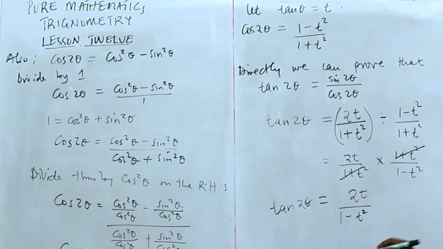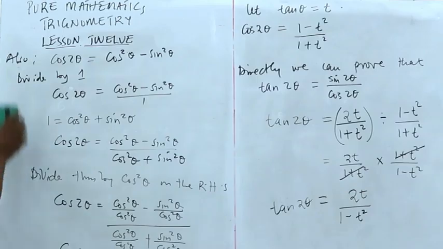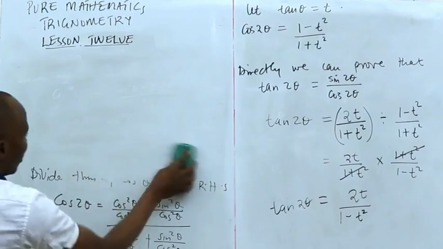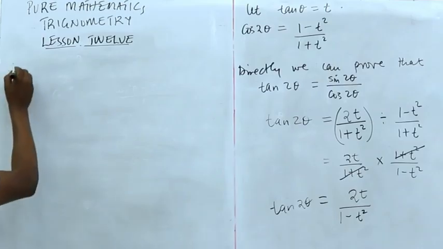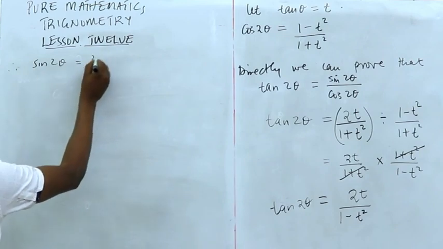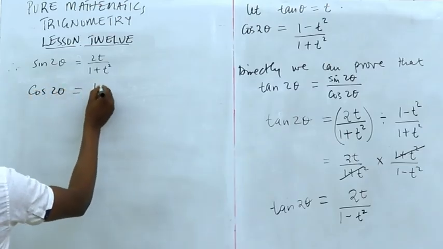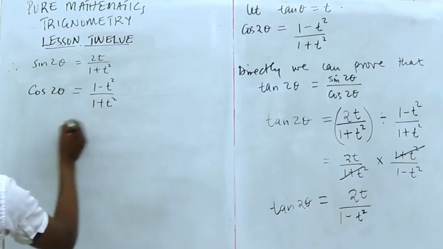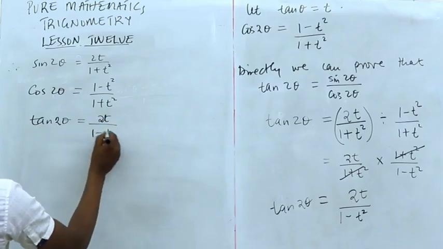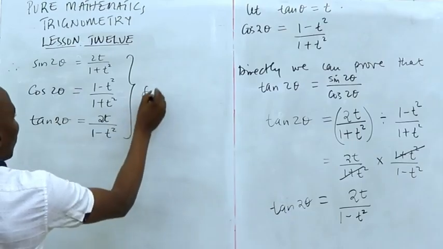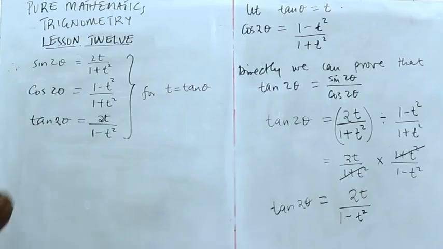tan 2 theta. Now, I can summarize all of them, and say that therefore sine 2 theta is 2t over 1 plus t squared, cos 2 theta is 1 minus t squared over 1 plus t squared, tan 2 theta is 2t over 1 minus t squared, for t is equal to tan theta.